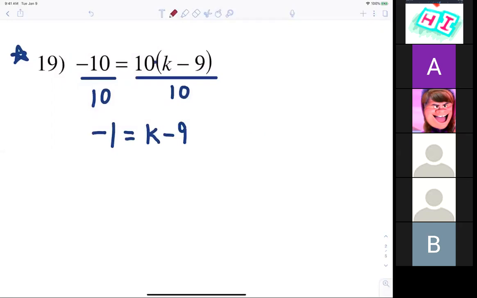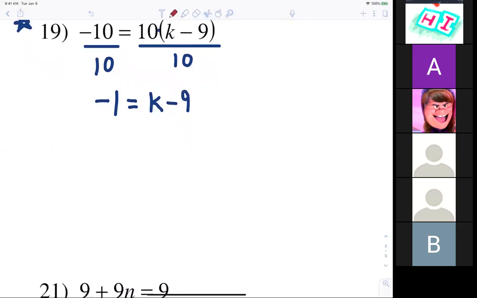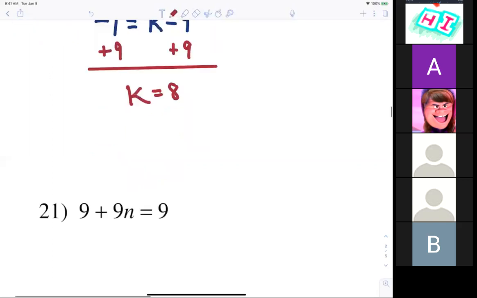So now what? Add 9. You're going to add 9. That is correct. We're back to k equals 8. Everybody good with that?